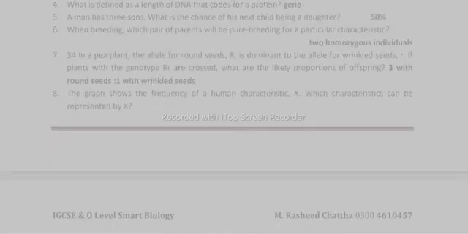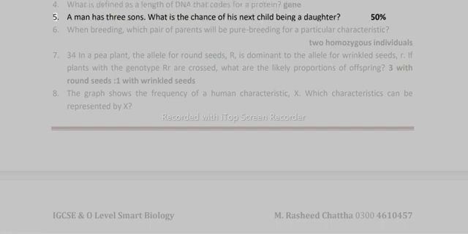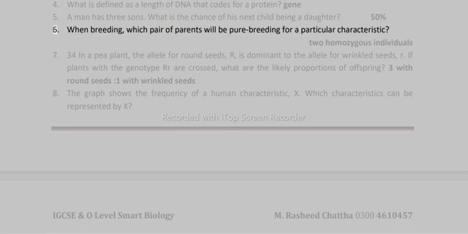4. What is defined as a length of DNA that codes for a protein? Gene. 5. A man has 3 sons. What is the chance of his next child being a daughter? 50%. 6. When breeding, which pair of parents will be pure breeding for a particular characteristic?